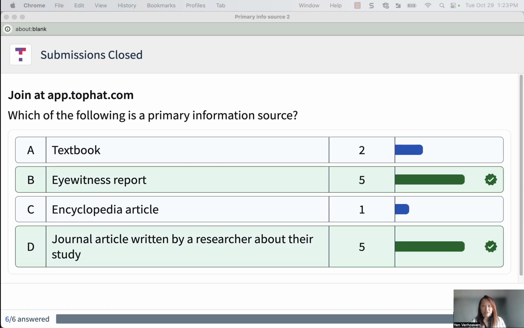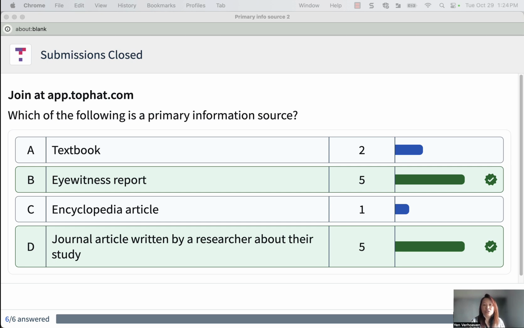Okay, so most of you answered the eyewitness report and the journal article written by a researcher about their study. Nice job, okay? Now, textbook. Why is this not a primary source? Textbooks get published at least over a year after an event happens. Part of the reason, which we're going to talk about when we go into scholarly materials, is that it takes time to actually create textbooks, okay? Textbooks synthesize from primary sources, but they're more of a summary from these primary sources within a certain context.